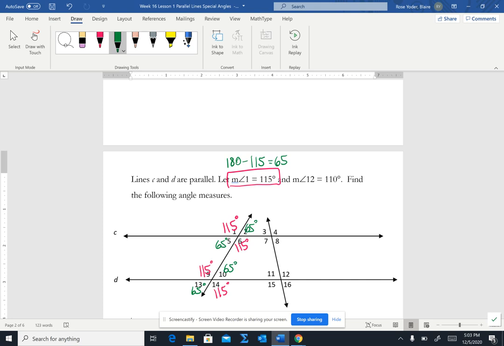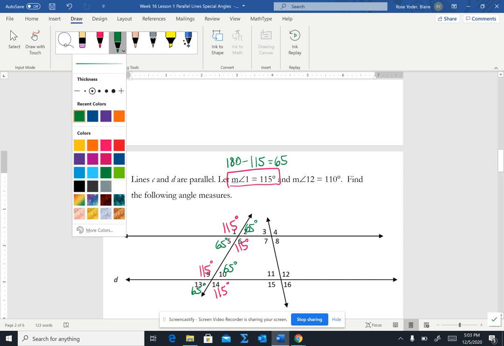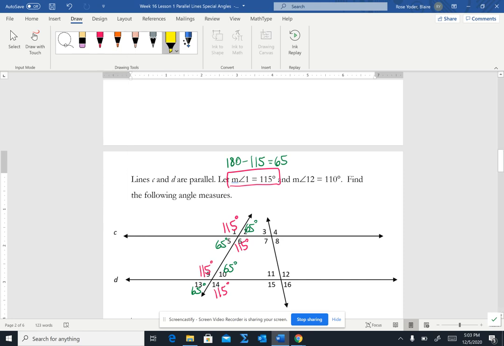The thing that people make mistakes on sometimes is they think that then the other batch of angles also are going to be 115 and 65. But these lines here are not parallel to each other. So that means that that other batch of angles is not going to be related to what we just did.